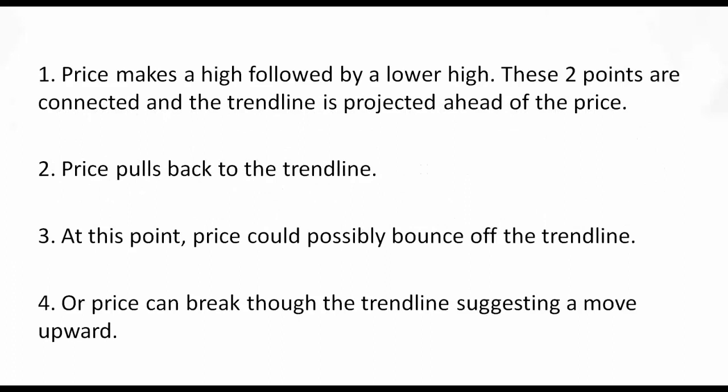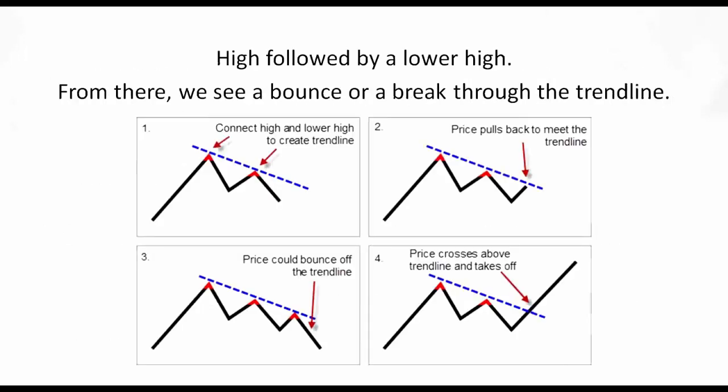Price makes a high followed by a lower high. This is step 1. These 2 points are connected and the trend line is projected ahead of the price. Price pulls back to the trend line. At this point, price could possibly bounce off the trend line, or price can break through the trend line, suggesting a move upwards. And this is a graphical representation of that.